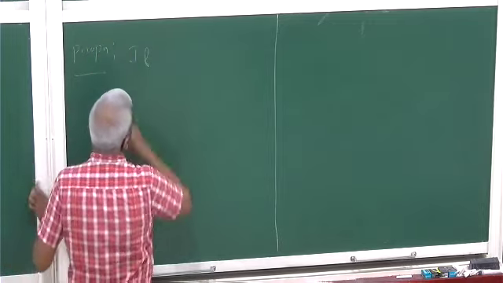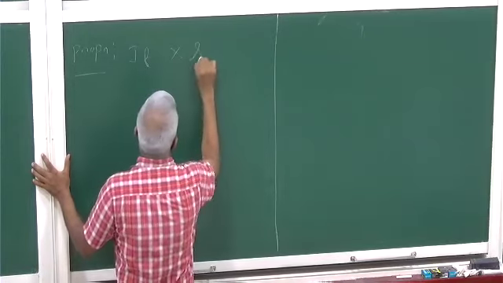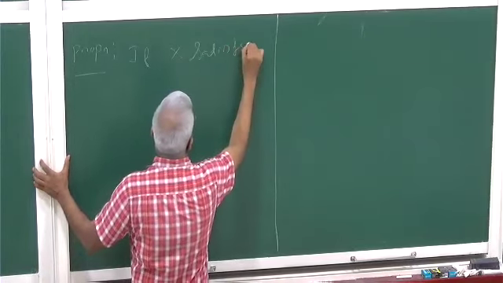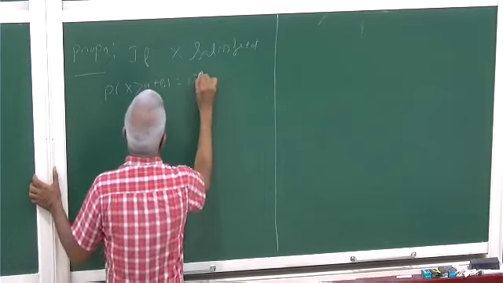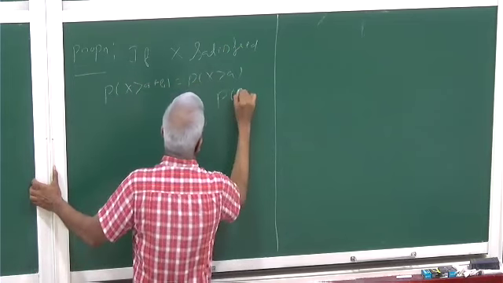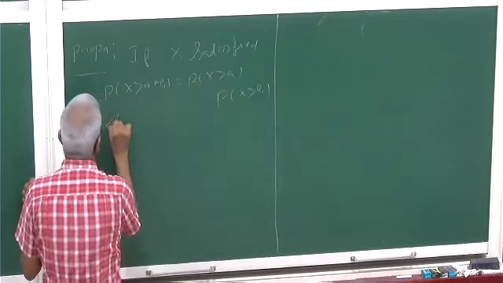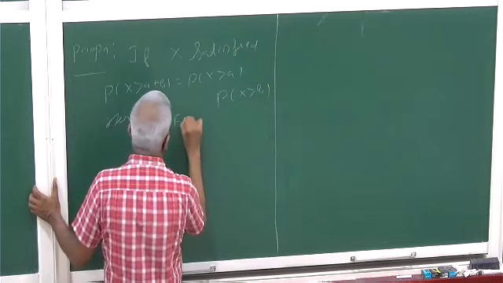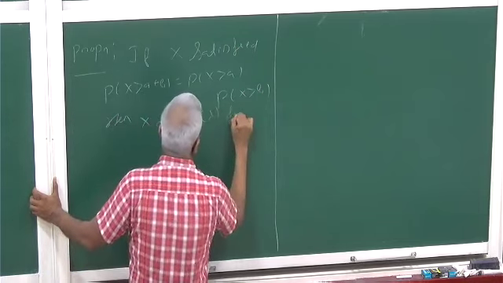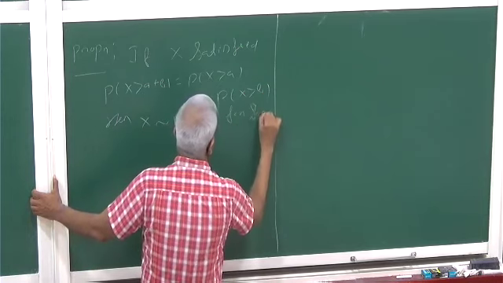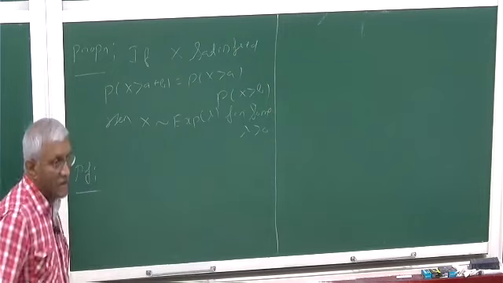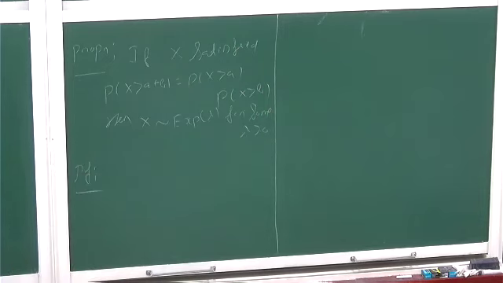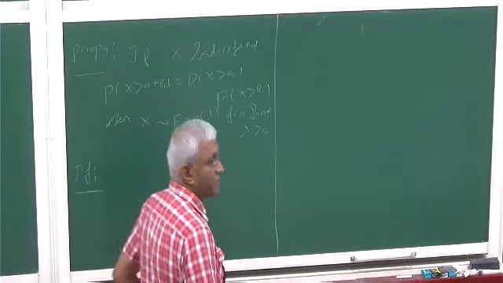If a random variable X satisfies probability of X greater than a plus b equal to probability of X greater than a times probability of X greater than b, then X follows an exponential distribution with parameter lambda for some lambda. This is what we want. So only the exponential random variable satisfies this property. That's what we want to prove.